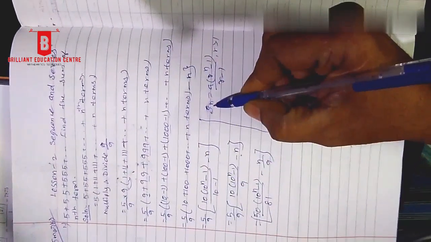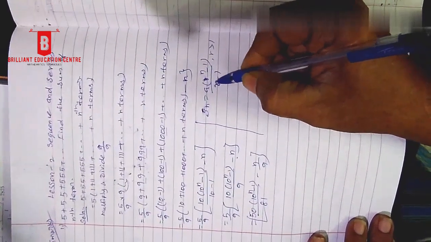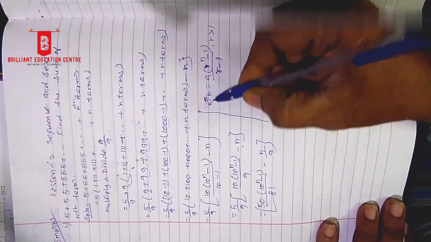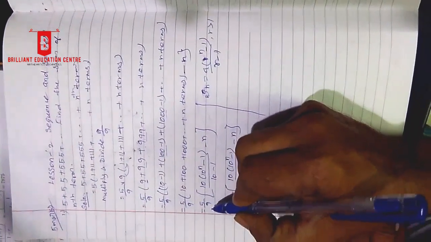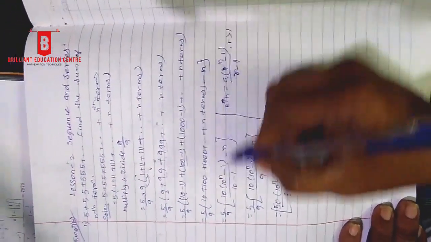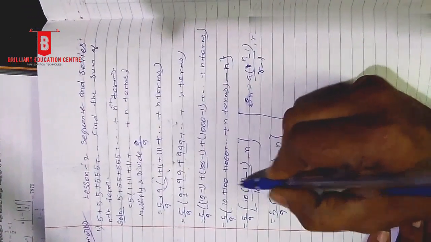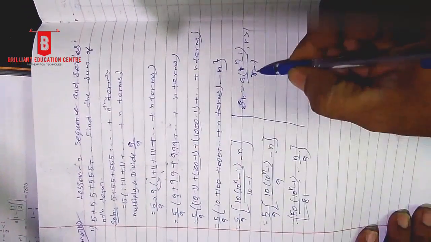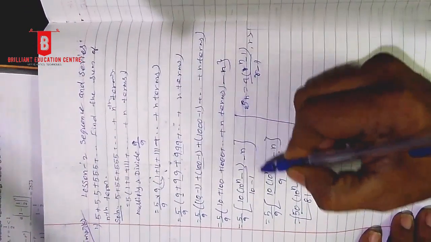Now Sn equal to a into r to the power of n minus 1 by r minus 1 is the formula, r greater than 1. 5 by 9, a is the first term. a means 10, r to the power of n means 10 to the power of n minus 1 by r minus 1, 10 minus 1, minus n, close the bracket.